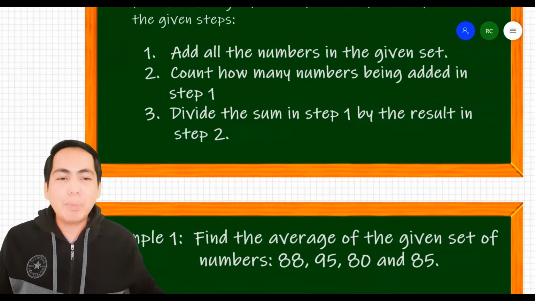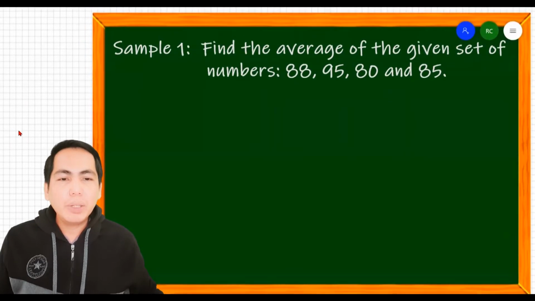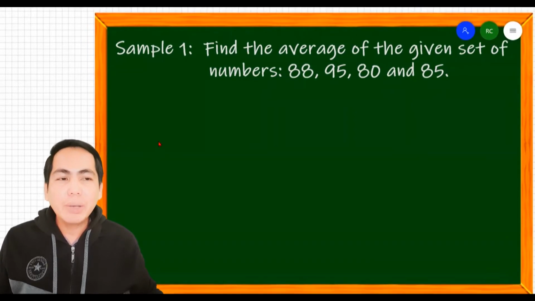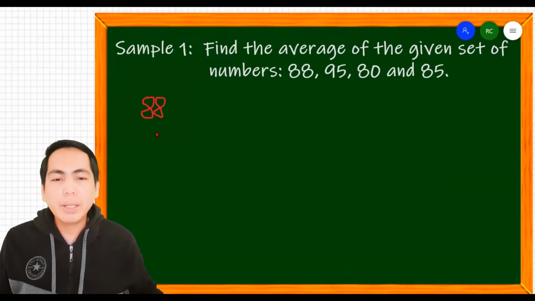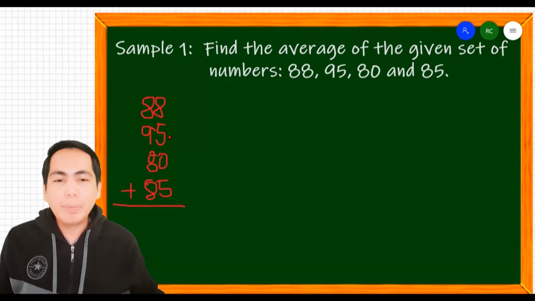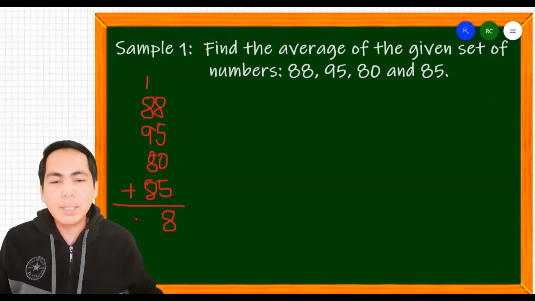So let us have examples. We have here sample number 1. Find the average of the given set of numbers 88, 95, 80, and 85. First, we find the sum of the given numbers. So we are going to add 88, 95, 80, and 85. So 5 plus 5 is 10, plus 8 is 18. 8 regroup 1. 1 plus 8 is 9, plus 9 is 18, plus 8 is 26, plus 8 is 34.